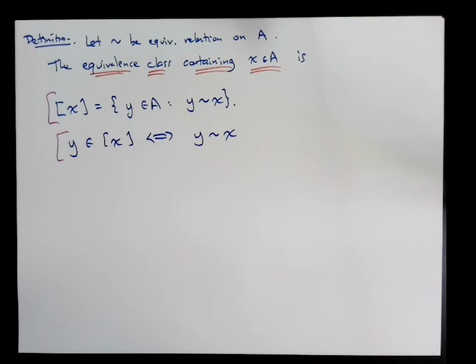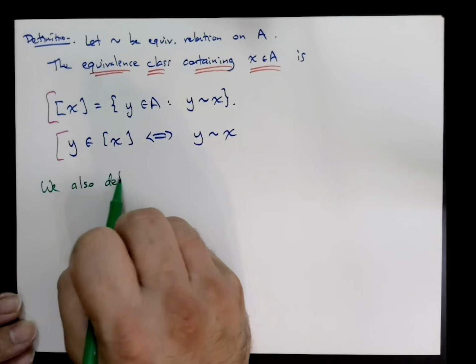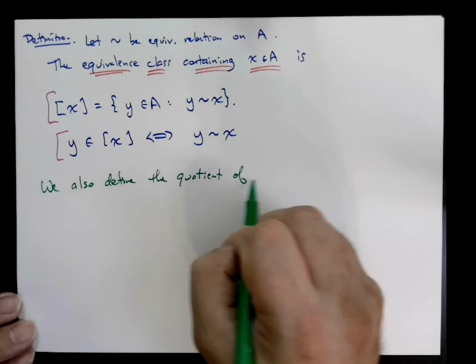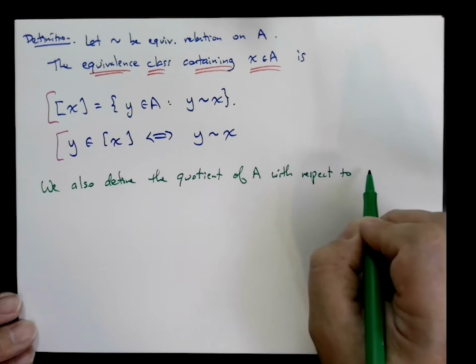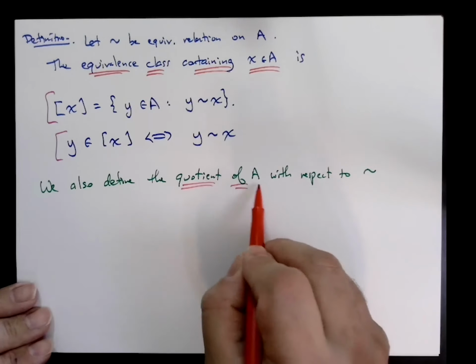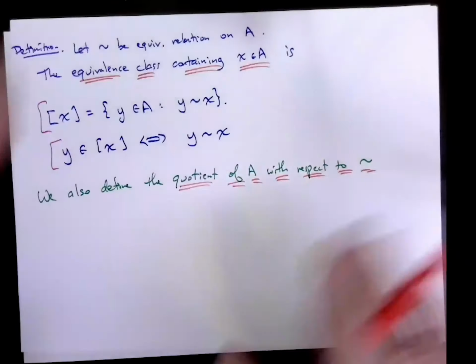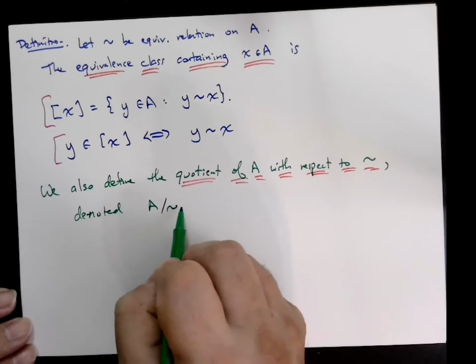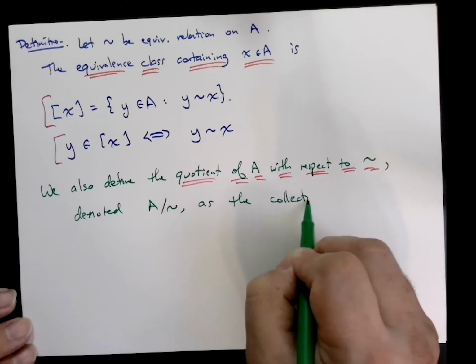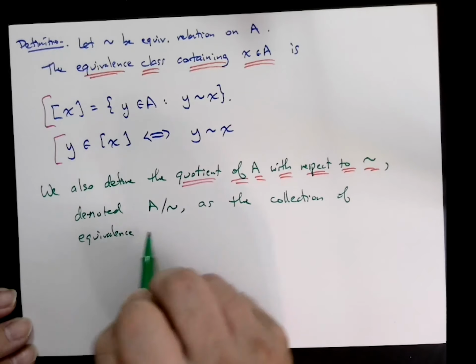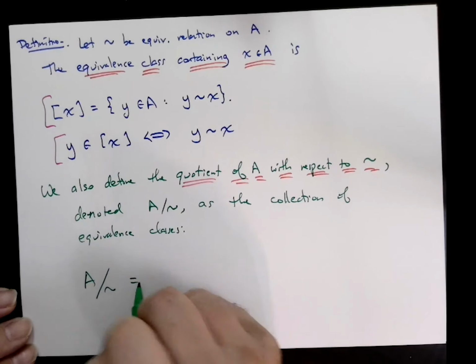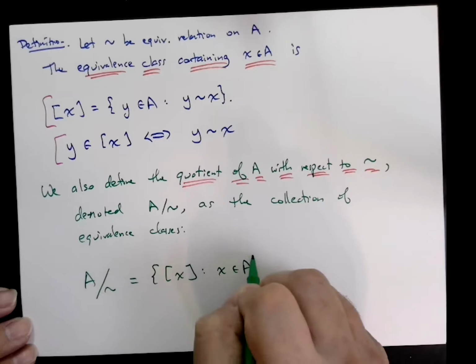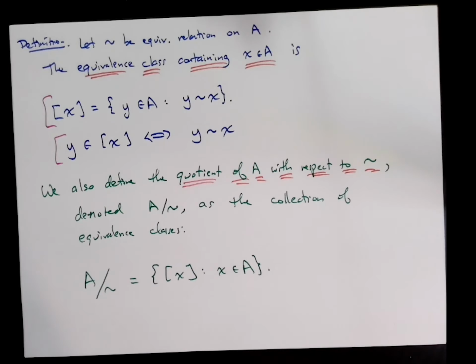We can also define the quotient of A with respect to the relation, sometimes written as A/relation or said A mod relation, as the collection of equivalence classes. Remember, we talked about collections of sets, so for every x, we get a set, bracket x, which is the equivalence class of x, and then we can collect all of those equivalence classes for every point in A.